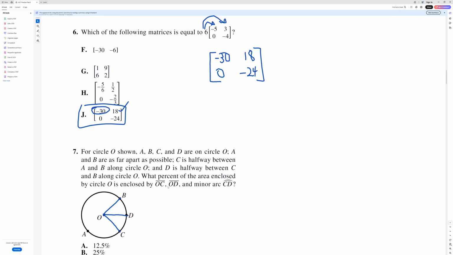All right, it says A and B are as far apart as possible, so we know that this is the diameter, and this is halfway, so we have 90-degree angles. So half of 90 degrees is this area that they want to find. And that would be 45% of the circle, right? So yeah, 45%. Let me see if that's a choice.